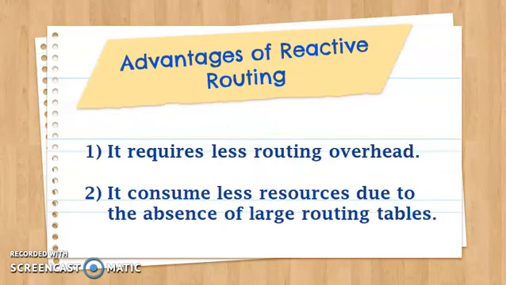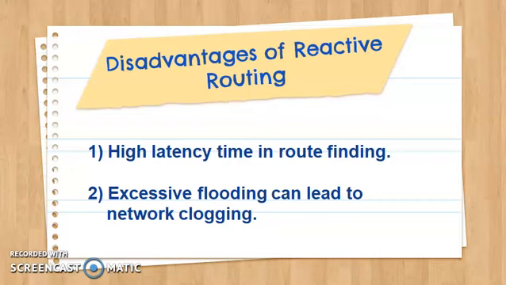Advantages of reactive routing. It requires less routing overhead. It consumes fewer resources due to the absence of large routing tables. Disadvantages of reactive routing. High latency time in route finding. Excessive flooding can lead to network clogging.